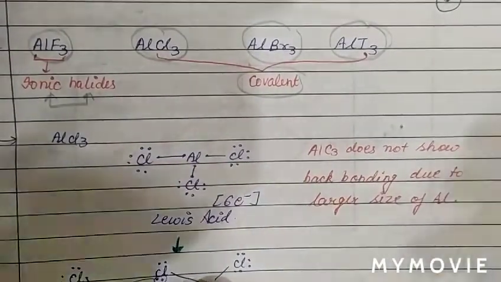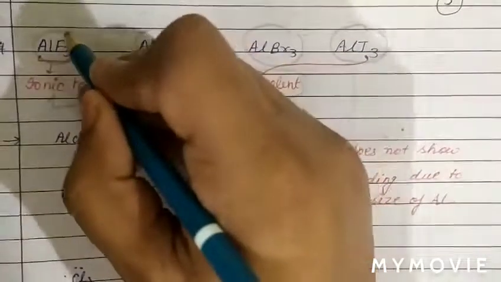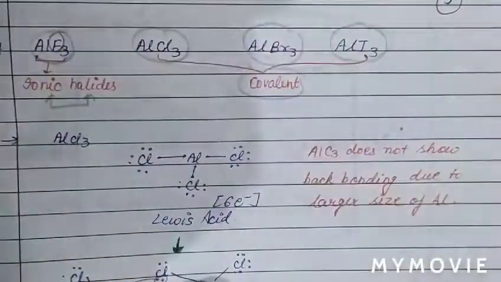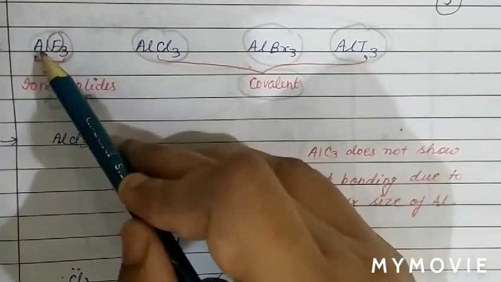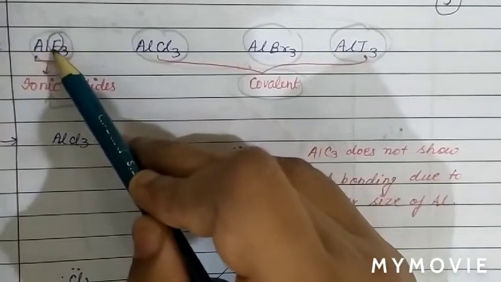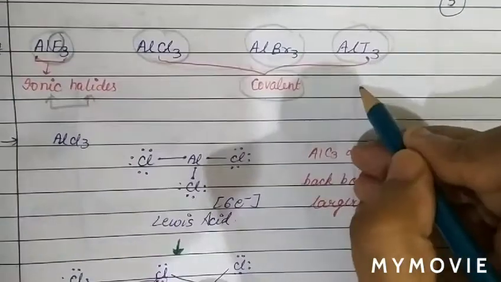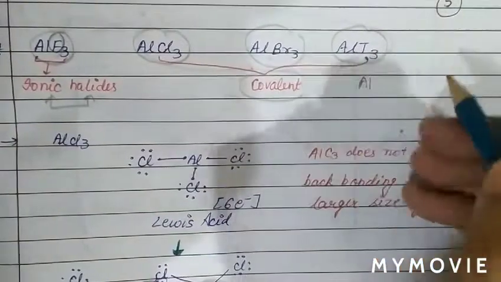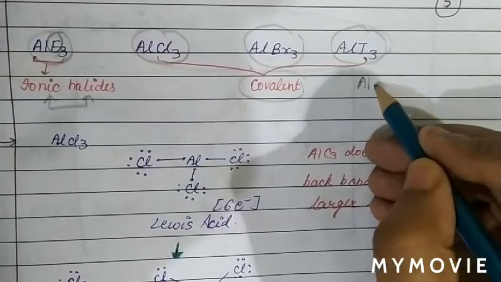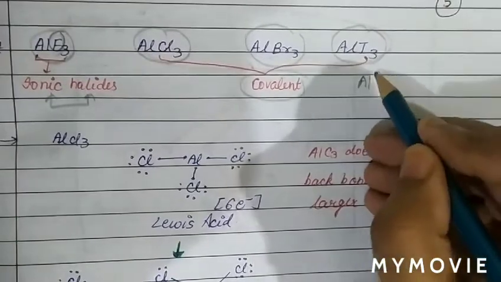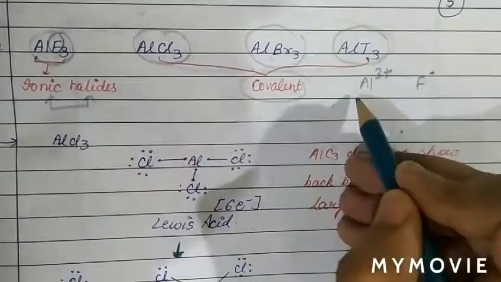See the ionic halide AlF3. AlF3 is an ionic halide due to the very high electronegativity of the fluorine atom. Why is AlF3 an ionic halide? Due to high lattice energy, along with the high electronegativity of the fluorine atom. Basically, AlF3 is not considered a Lewis acid. Why is AlF3 not a Lewis acid? Because AlF3 is an ionic compound, so Al3 plus and F minus ions are present.